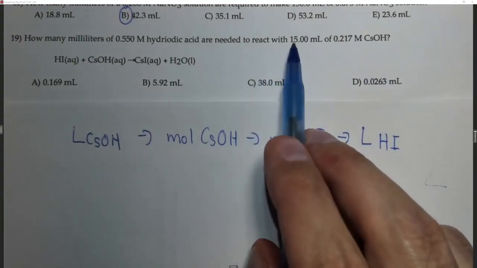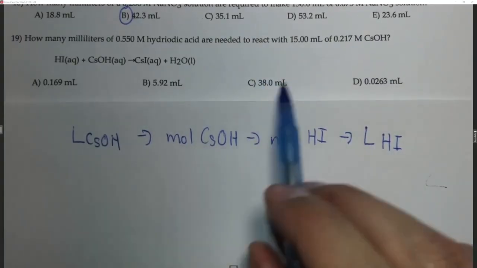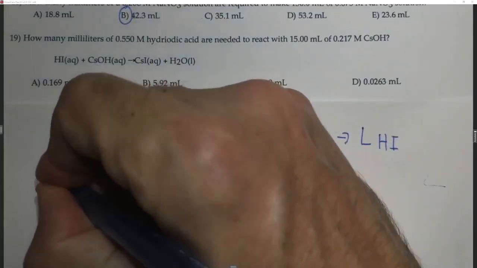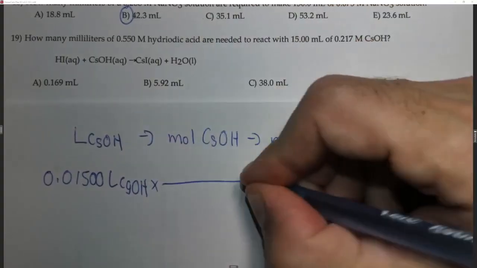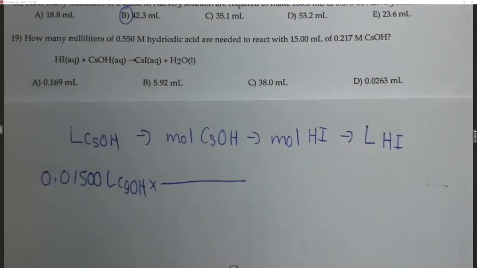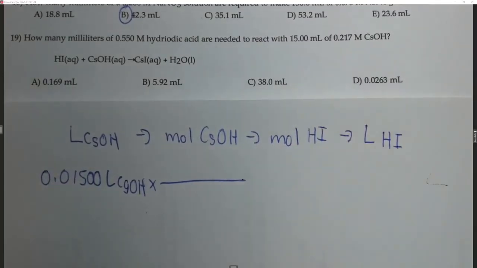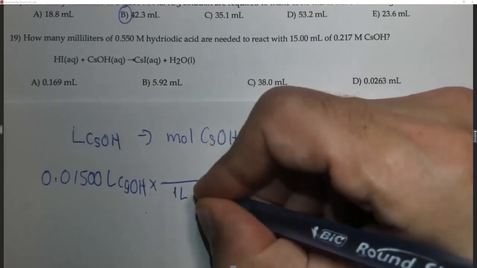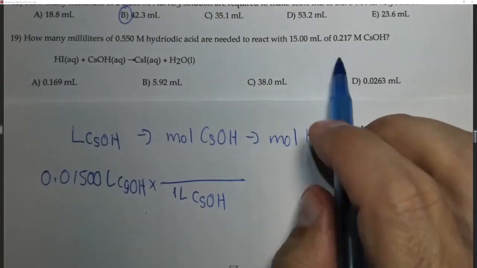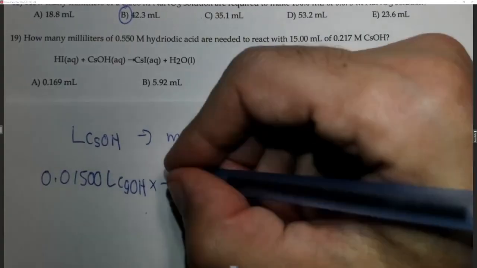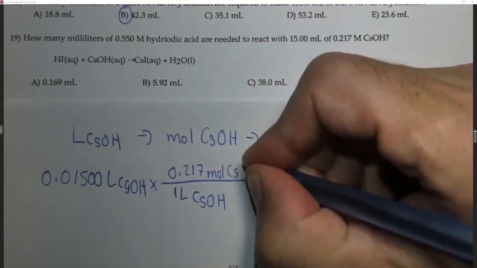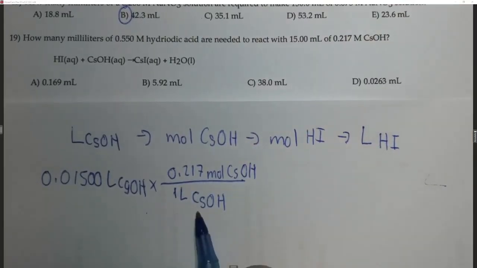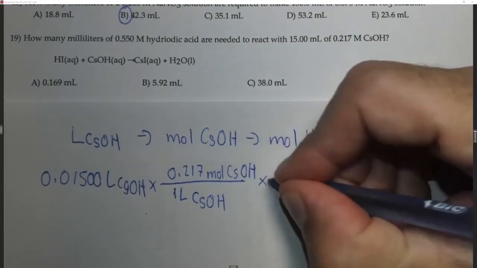So let's start with this 15 milliliters. The first thing we want to do is divide that by 1,000. 0.01500 liters of CsOH. Now we want to convert it to moles. To convert from liters to moles, you need a molarity. We're given a molarity. So we put 1 liter on the bottom because it's moles per liter. And in this particular cesium hydroxide solution, there's 0.217, the molarity number, of moles of cesium hydroxide in 1 liter of this solution.